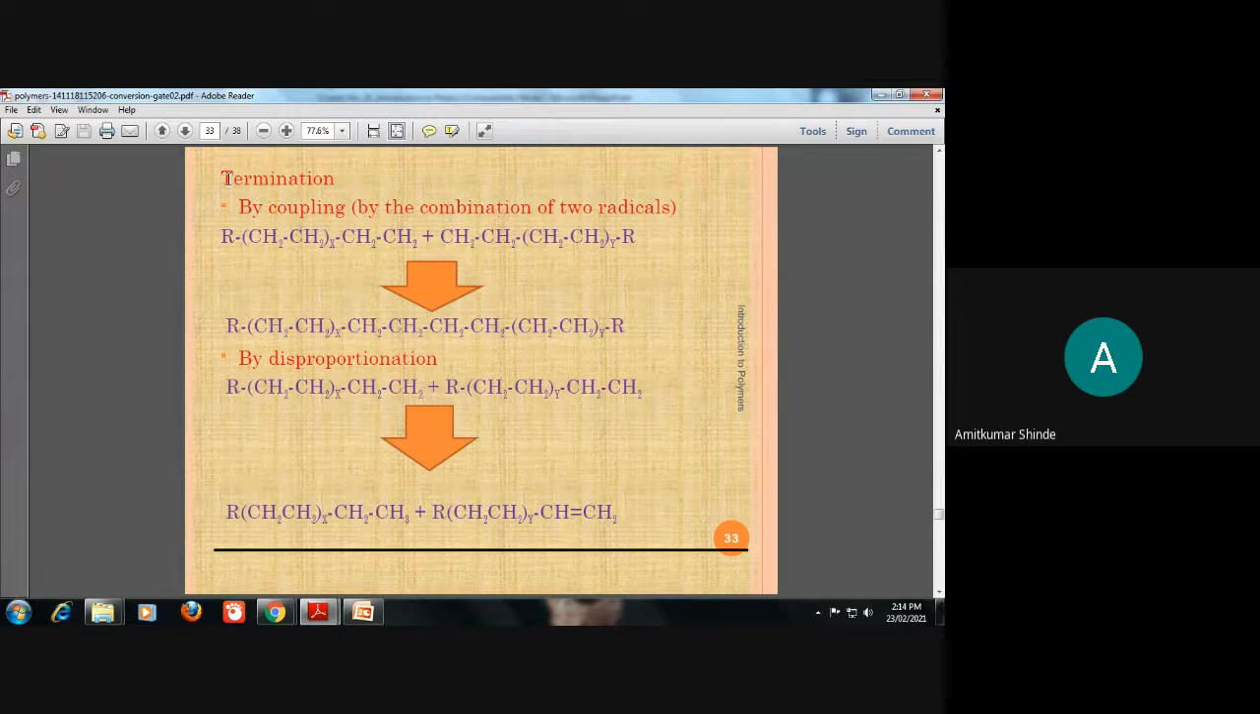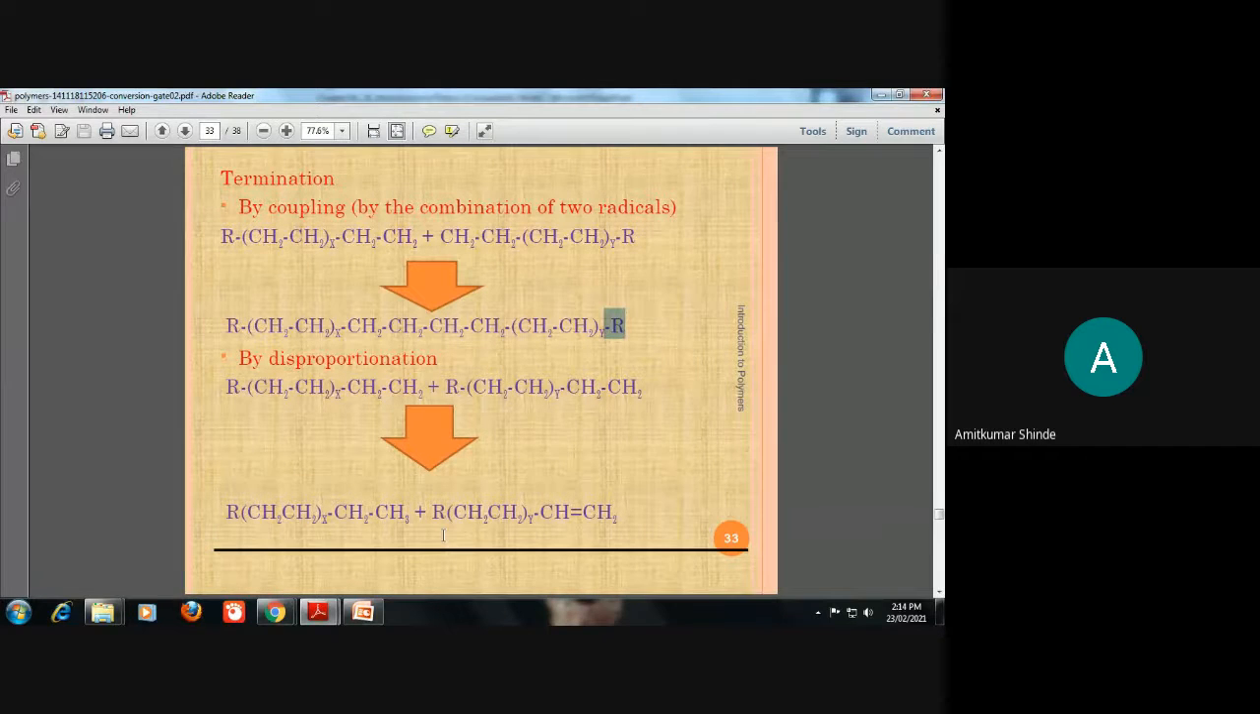And the last stage is the termination. Here a number of monomers have combined. Now, termination happens either by coupling, that is, by the combination of two radicals. You can see here this is one radical and this is another radical. Here they will get joined, and at the end you will get the radical here, and this process will be repeated again and again.